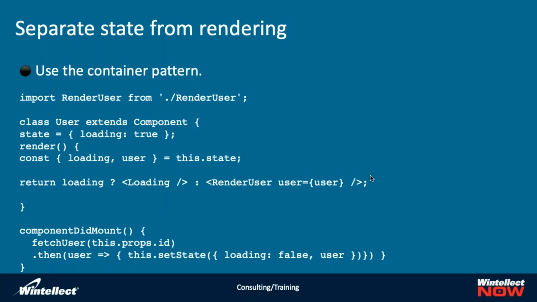So one of the earliest and most popular patterns in React is the container pattern. We use the container pattern to separate state from rendering. In this example here, we have a container component, whose whole purpose is just to fetch the data. Inside of the componentDidMount method, we're fetching user data and then updating the state. And then this container is returning either a loading element or a render user component, depending on the state of whether it's loading or not.